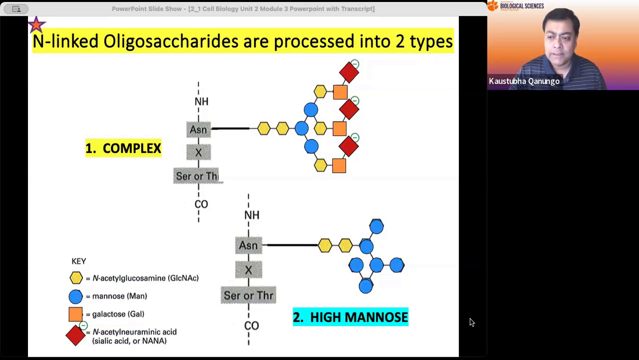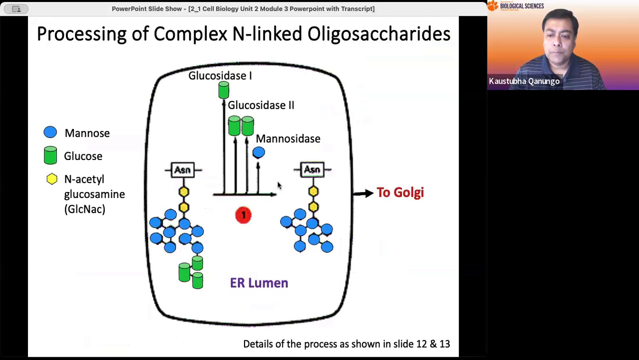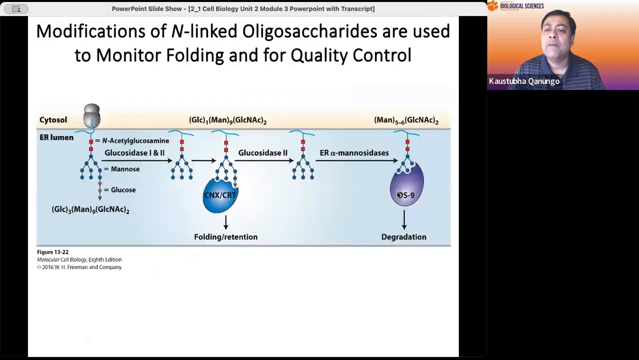So let's see what is happening step by step. Here we are looking at the ER lumen. This was the structure: 2 N-acetylglucosamine, 9 mannose, 3 glucose. They are trimmed. All these things are gone. So here you have 2 N-acetylglucosamine and 8 mannose. This will go to the Golgi and be trimmed further.